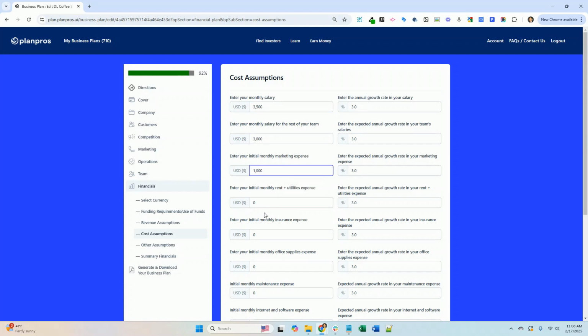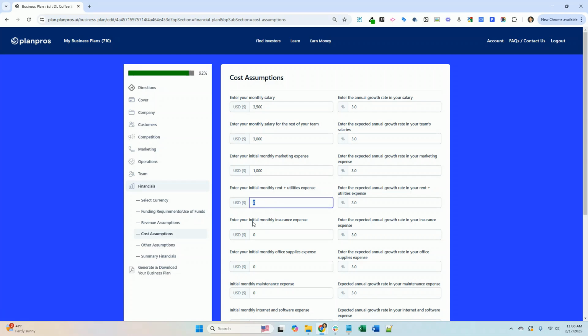Now, very importantly, earlier, you may recall when we did funding requirements use of funds, we included money for initial marketing expense. That was simply earmarking the fact that we need to raise money for these issues. When we put it in the other section, it did not go to our financial projections. All it did was tell us that we need to raise money for initial marketing expense and other things.